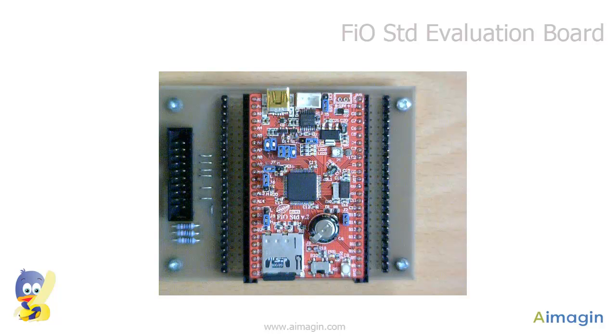Before we can begin creating a Simulink model, it is important that we configure the FiO Std Evaluation Board as shown so that it can communicate with the host PC. Important points to note are as follows. Jumper J5 must be set to USB, that's in low position, to allow us to use USB as power source for the board. Jumper J3 must be set to the right.